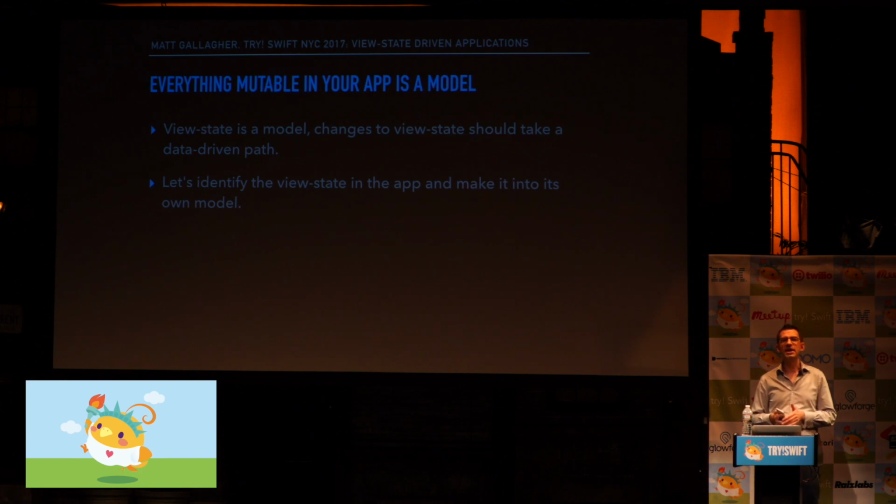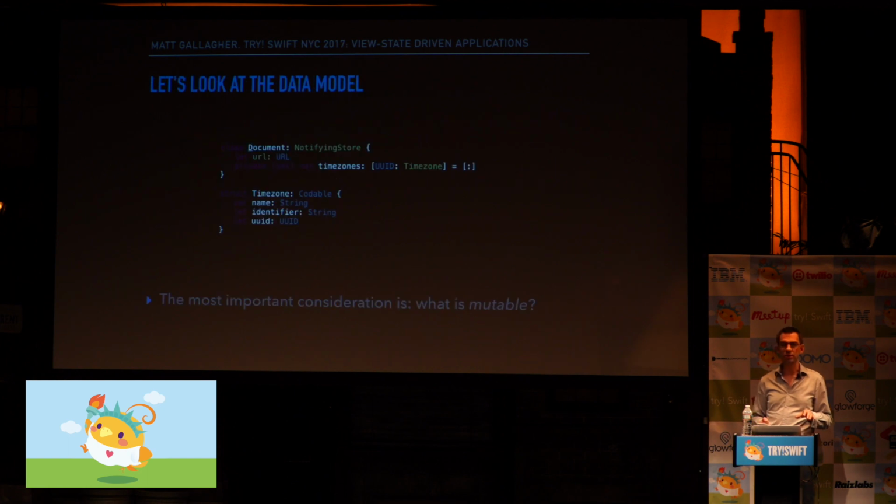So what I'm going to say to you today is that everything mutable in your app is actually a model, whether or not you're representing it as such. View state is a model, and changes to view state should, ideally, be taking a data-driven path. We want all of these things to have the same advantages. So I'm going to start by looking at the actual document, the normal document of the app.